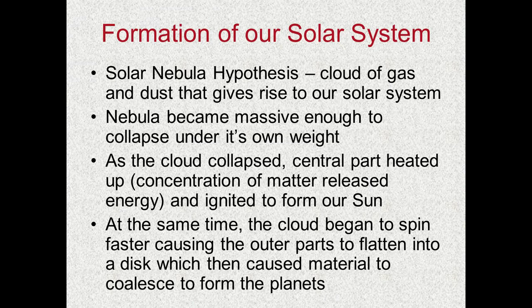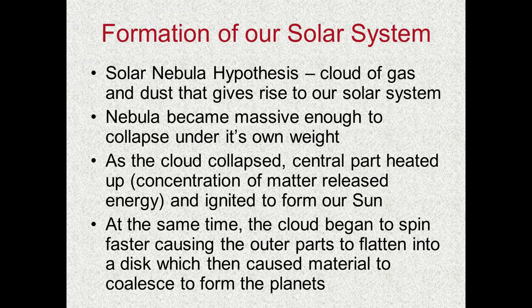So here's what we think happened. And I'll show you a picture of what a nebula looks like. A nebula is just a cloud of gas and glowing dust. Okay? So we had this cloud of gas and dust that got bigger and bigger and bigger through time. Eventually, it became so large, so massive, that it became unstable and it collapsed under its own weight. As the entire cloud collapses, the center region ignites, and our star, the sun, was formed.